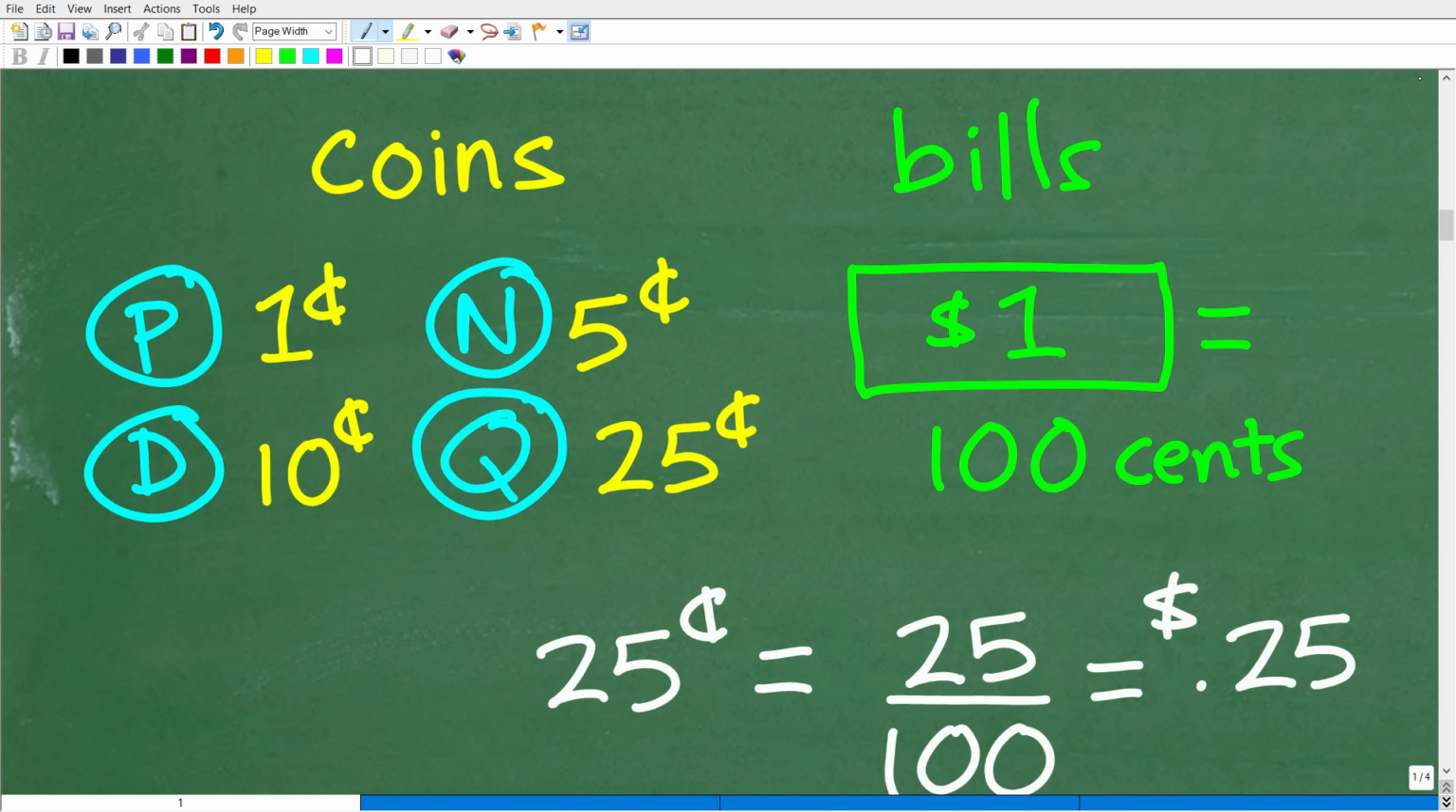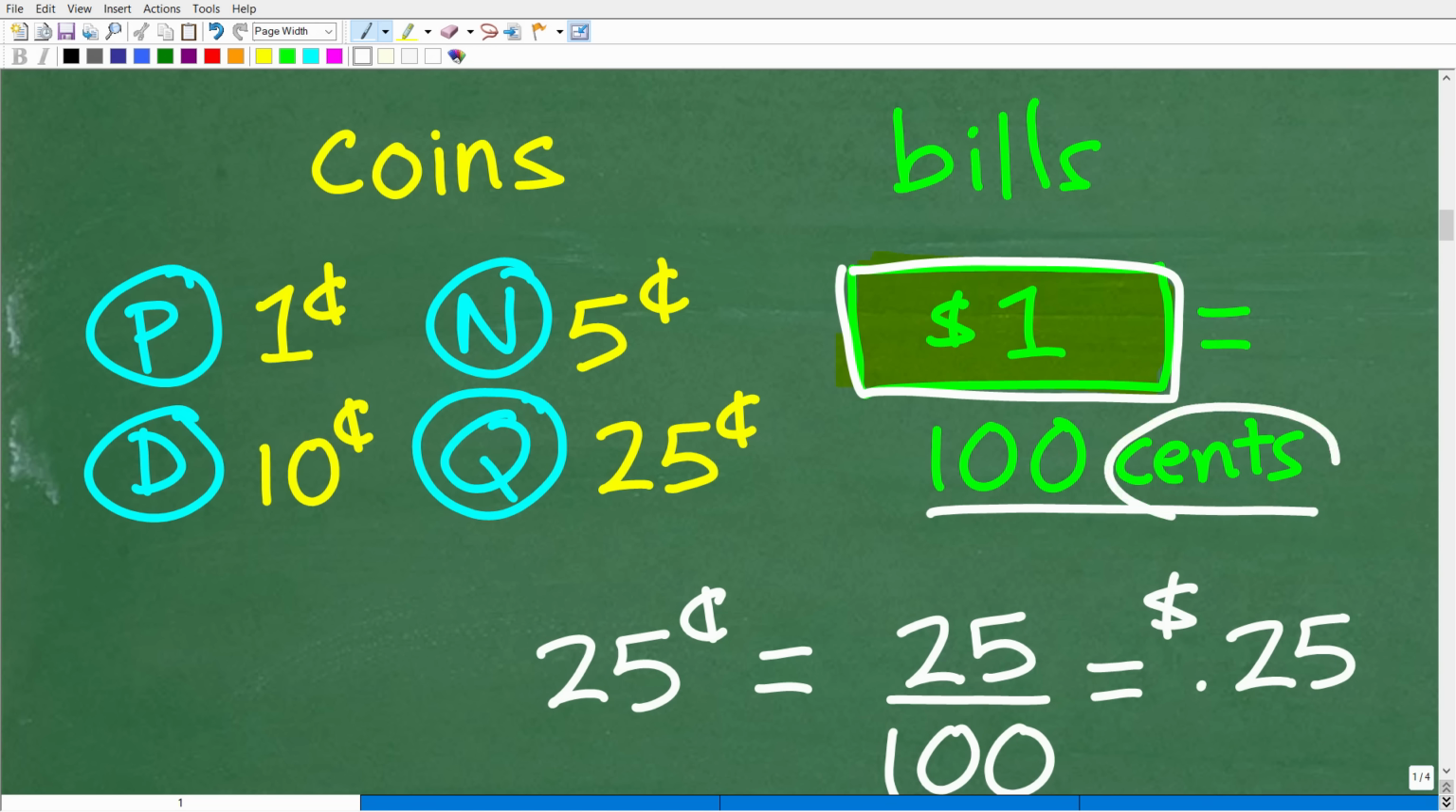pretty much for most of the world, different countries, in terms of the currency, you generally have a coin and a bill. Now the bill, let's start with the bill over here, is like a piece of paper. In the United States, our lowest value bill is the $1 bill. Then we have $5 bills, $10 bills, etc. Now a $1 bill is equivalent to 100 cents. So here we're talking about dollars, right? And over here we have cents.